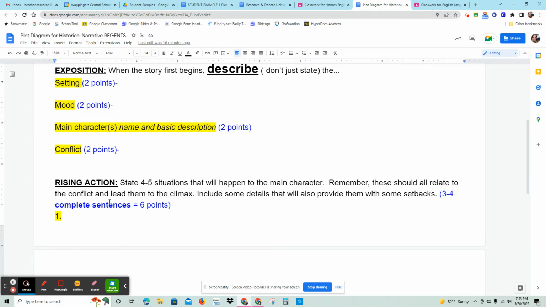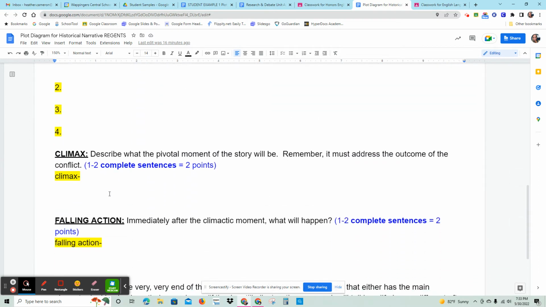Then remember, I want you to skip over the rising action and go straight to the conflict. The climax. The climax is the pivotal moment of the story. Please do not write a paragraph here explaining first this happened, then this happened, no. What exactly is the big turning point of the story? It'll come towards the end.